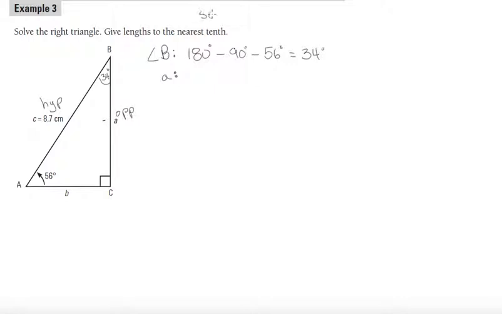So if I look at SOHCAHTOA, I have the hypotenuse. I'm looking for the opposite. Opposite and hypotenuse, that's sine. So I know that the sine of an angle is equal to the opposite over the hypotenuse. My angle, I'm using this angle, so it's 56 degrees. The opposite is A, and the hypotenuse is 8.7.